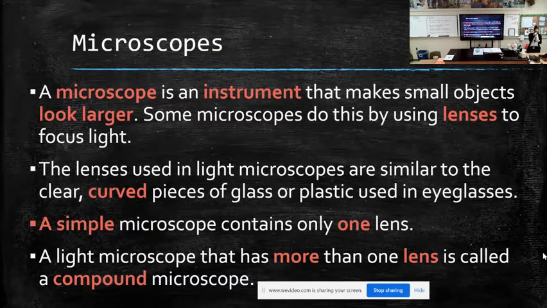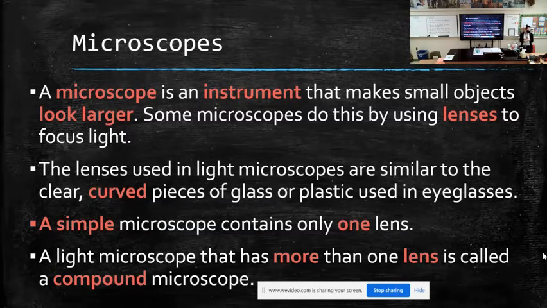The lenses used in light microscopes are similar to clear curved pieces of glass or plastic, like eyeglasses. So if you have a pair of reading glasses or glasses, the lens is similar to that. It helps magnify the object a little bit more. There are different types of microscopes as well. So a simple microscope contains only one lens.